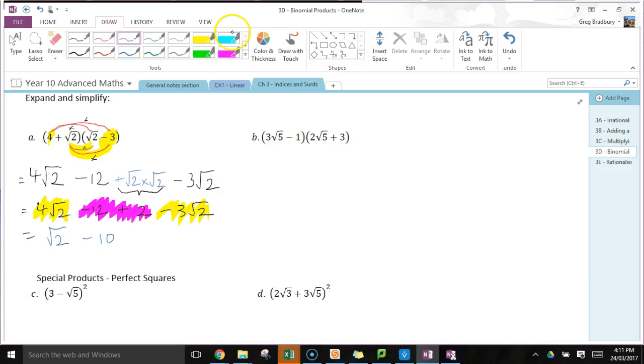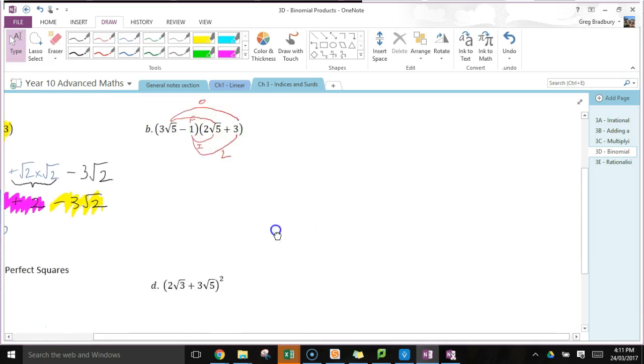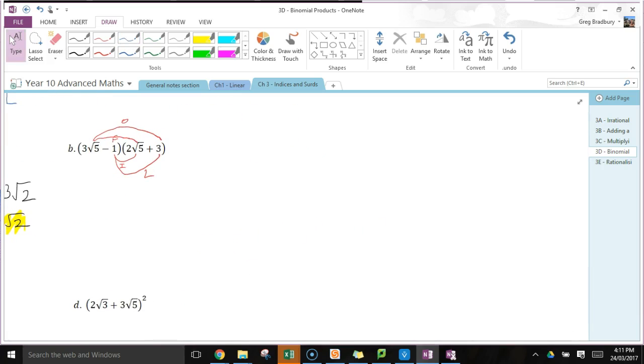Okay, moving on to this second one here. We use the same process. So we do the first, outer, inner, and the last terms here, and we're multiplying them all together. I might do that over here, give myself a bit of room. So 3 root 5 times 2 root 5 is 6 times 5, which is going to be 30. You could probably do this all in line, but let's work them all out.